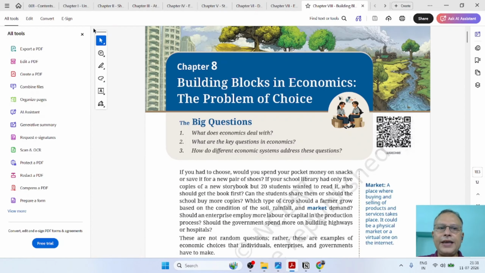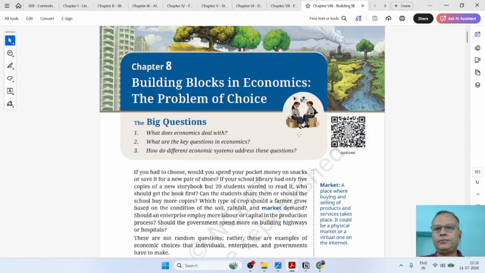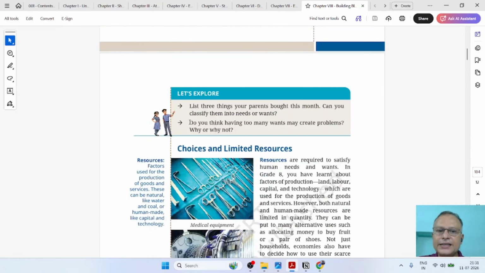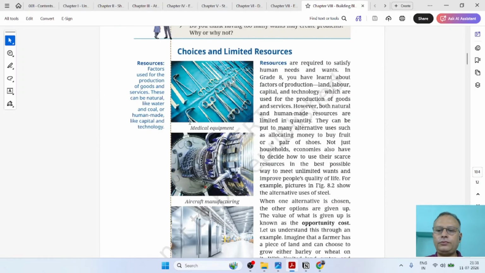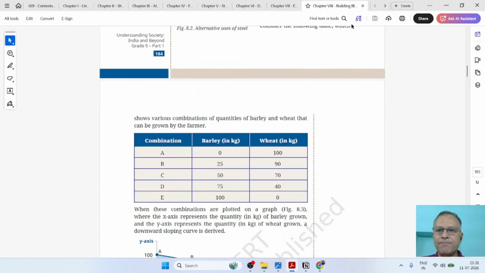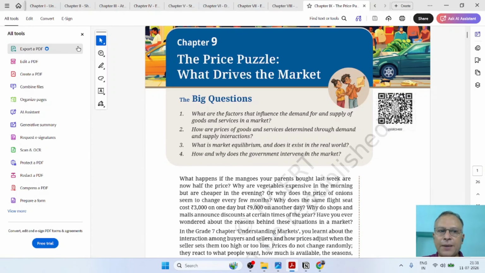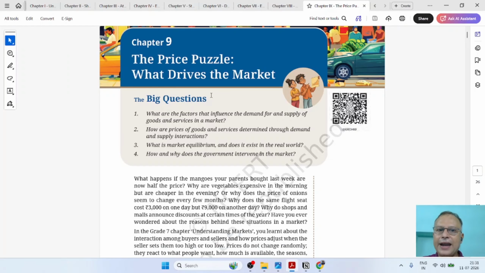Next comes economics. We have almost come to the end. First is the building blocks in economics, the problem of choice. It is like the introduction to economics. Next comes the price puzzle. What drives the market? This is the last chapter of this book, and here economics goes a little deeper.